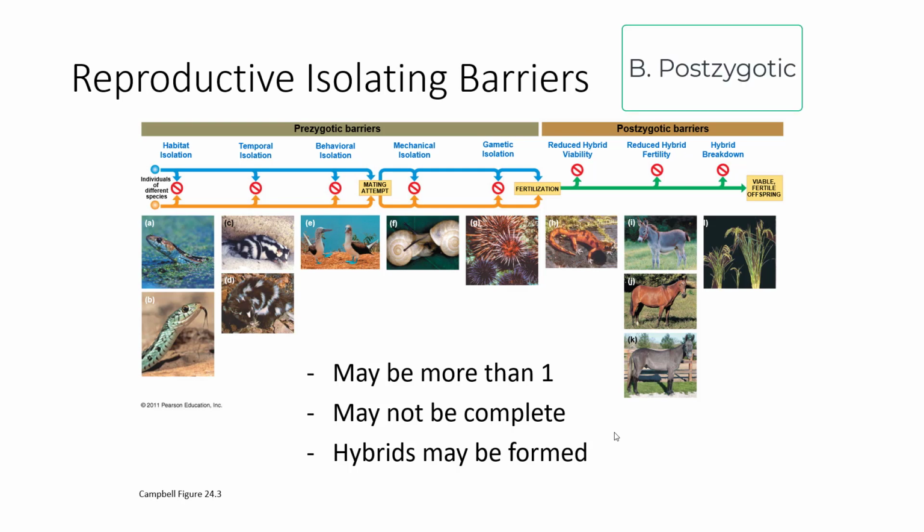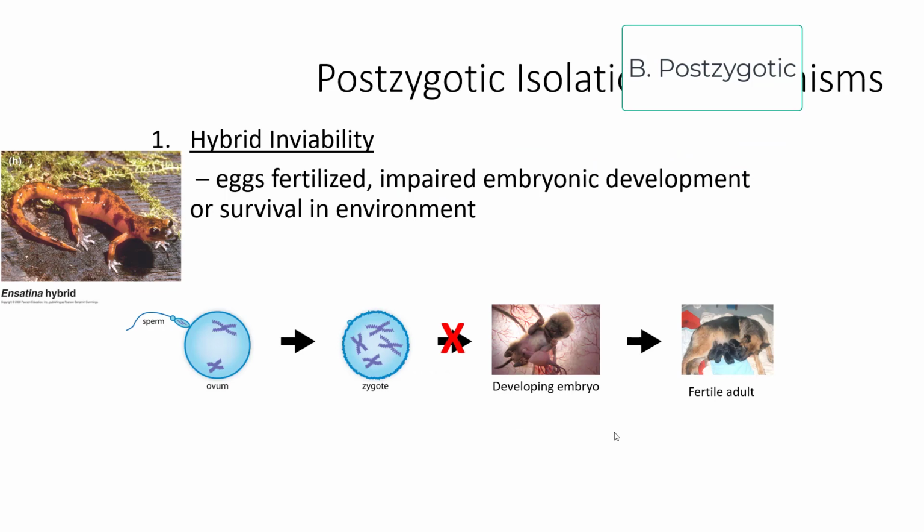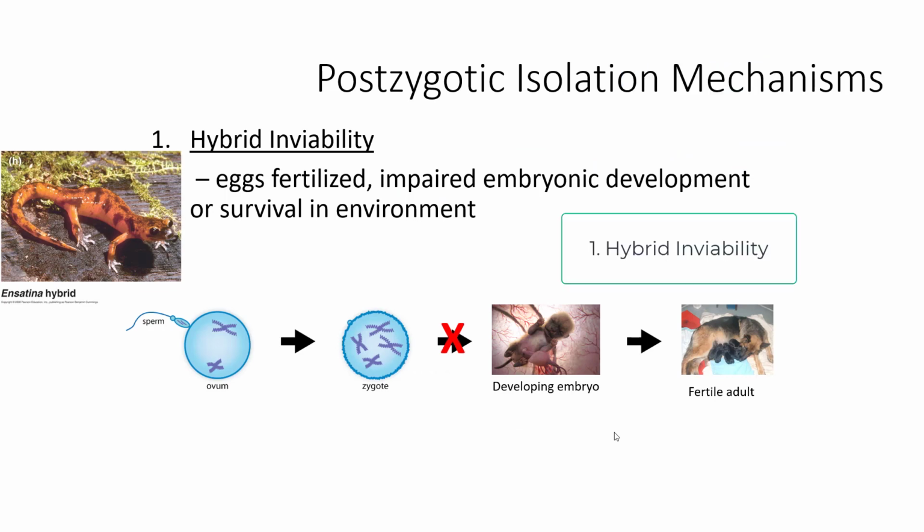So let's look at postzygotic isolating mechanisms. Starting with hybrid inviability. The eggs are fertilized, but something goes on with the embryo such that the embryo is not going to survive in utero, and it will just be aborted or will not survive in the real world, such as this Ensatina hybrid, where one parent lives in moister environments and the other parent lives in drier environments. This one can't live in the in-between environment because the in-between environment simply doesn't exist where they are formed.